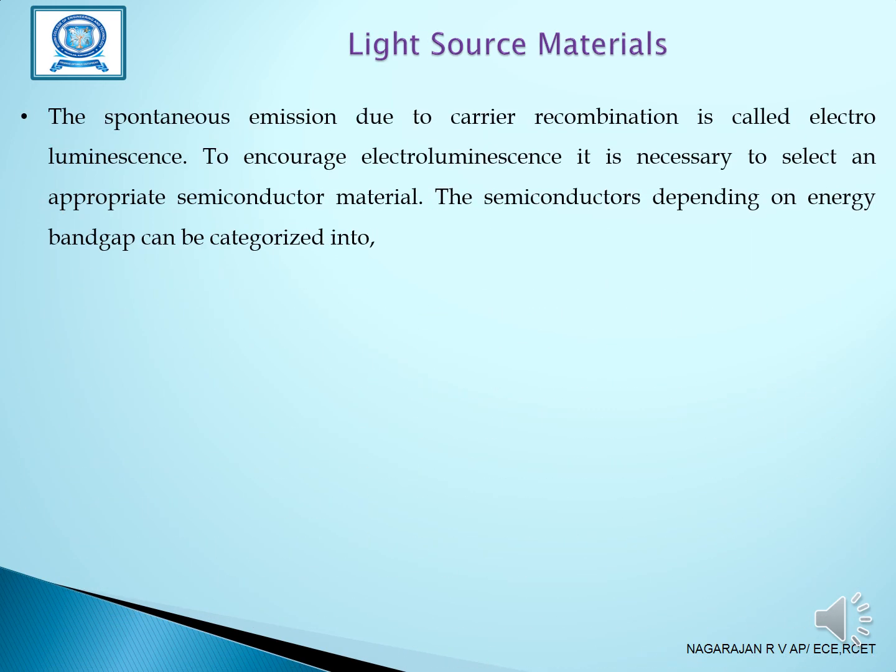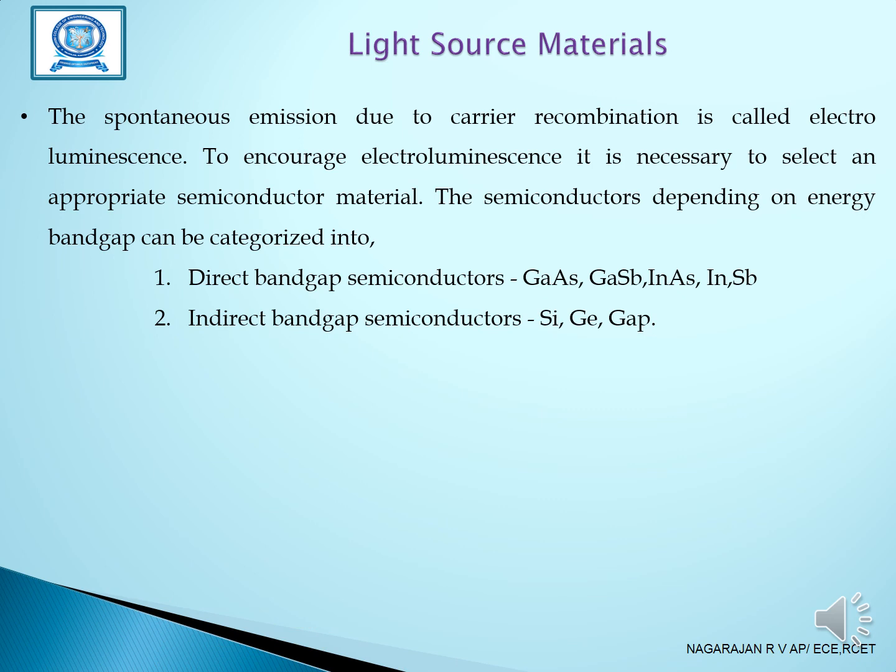The spontaneous emission due to the carrier recombination is called electroluminescence. To encourage electroluminescence, it is necessary to select an appropriate semiconductor material. The semiconductors, depending on energy band gap, can be categorized into direct band gap semiconductors and indirect band gap semiconductors. A direct band gap semiconductor is gallium arsenide, and an indirect band gap semiconductor is silicon.